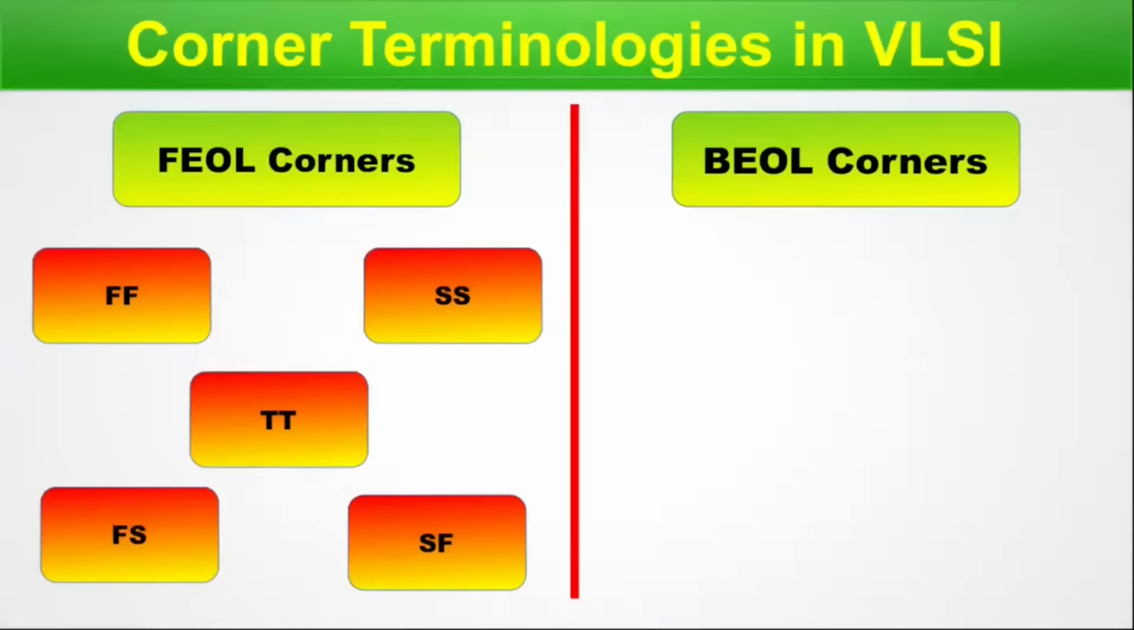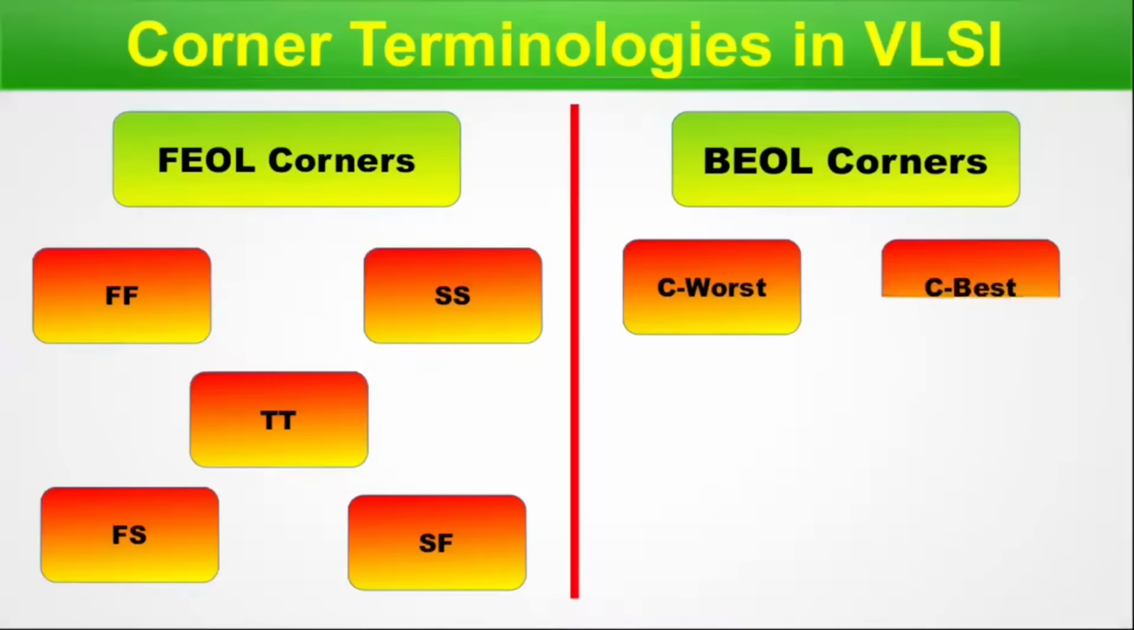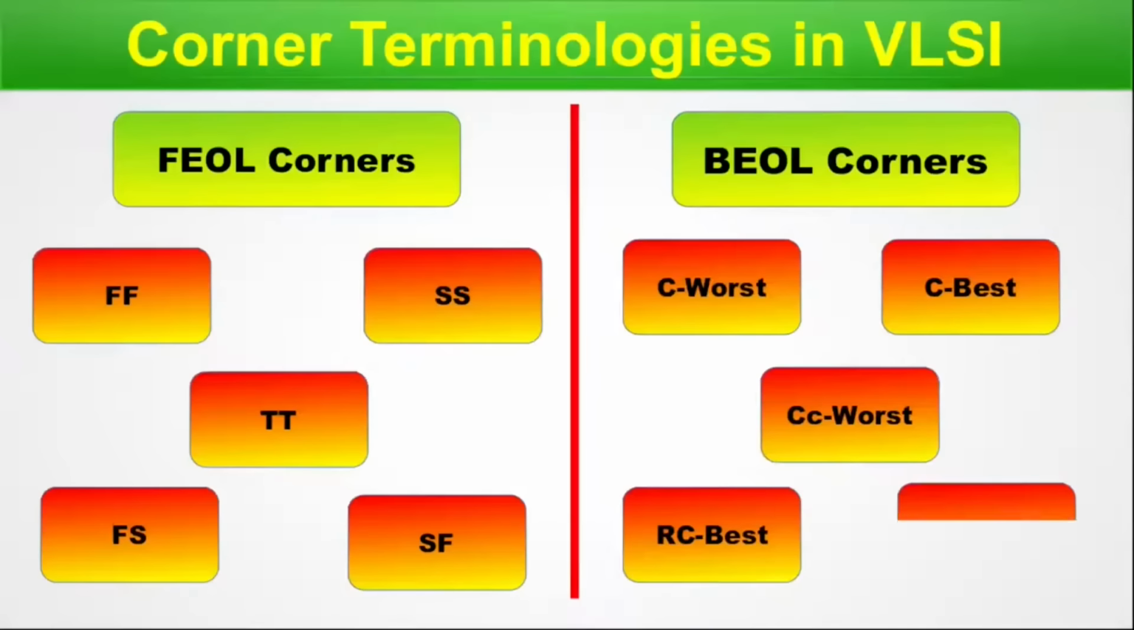We have already shown this in the previous slide and in the graphics. BEOL corners are C worst, C best, RC worst, RC best. These I have already discussed in the RC corners episode. In case you have not watched, please go ahead and watch that episode. So these are two types of terminologies in VLSI. First set is called the FEOL corners. In today's episode, we are discussing this. In another episode, we have discussed the BEOL corners, which are called RC corners. So FEOL corners are process corners and BEOL corners are the RC corners. We are done with this particular slide, so let's move on.